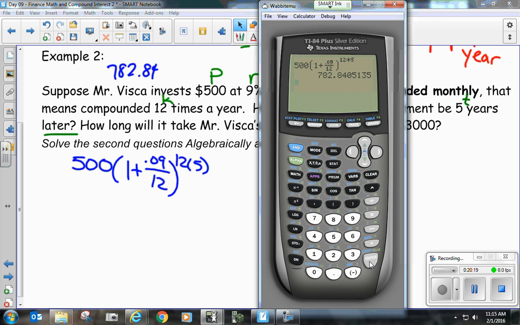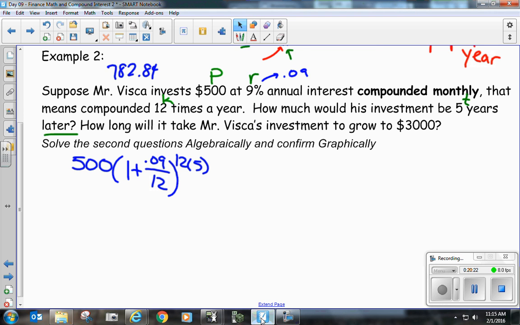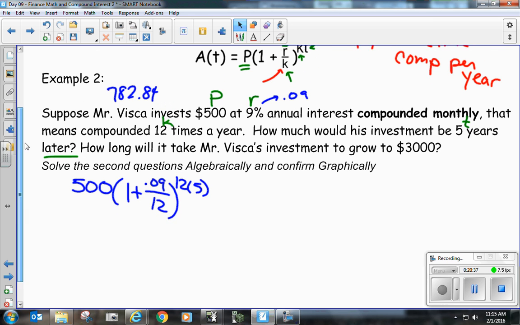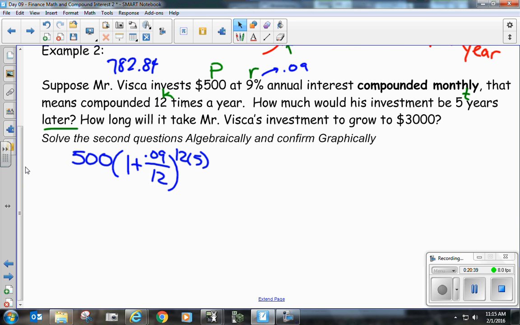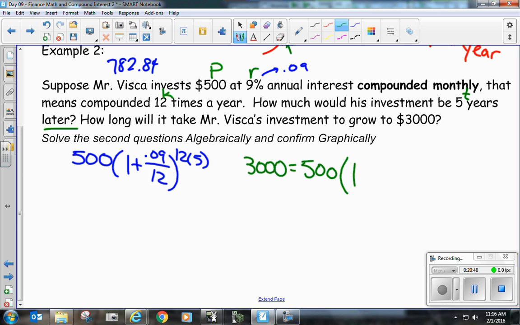Now, how long will it take? What variable will I have to solve for when they say how long will it take? Time, which is what position? The exponent. We have to solve for an exponent to get to 3,000. Now, I want it to equal 3,000. My P is still the same. 1 plus 0.09 over 12 is still the same. 12 times T. That's what I'm finding right there.